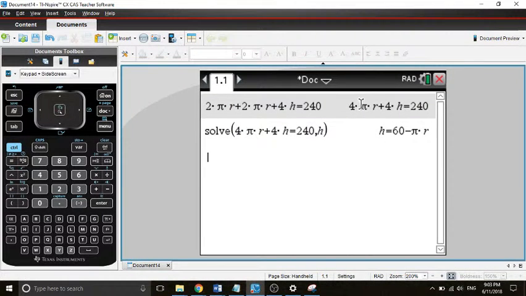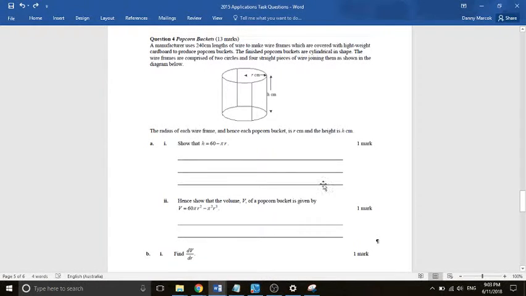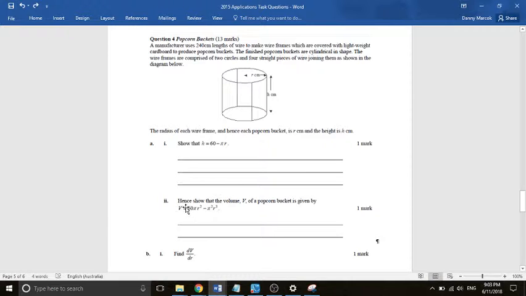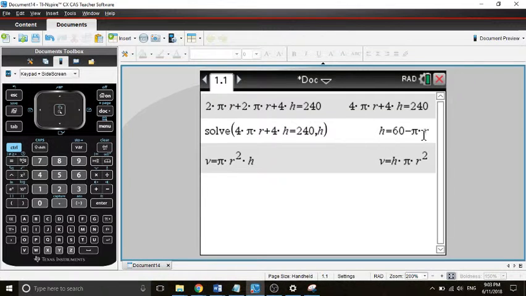So I'd be writing down this line, then I'd simplify it to that line. Show that the volume of popcorn is given by, now I know the volume of a cylinder is volume equals pi times r squared times the height. But I know that my height is given by that there. So I'm going to take this instead of h, put this in there, and get rid of the h equals.